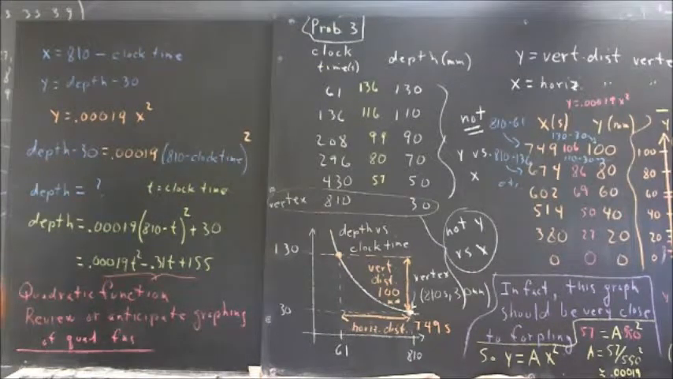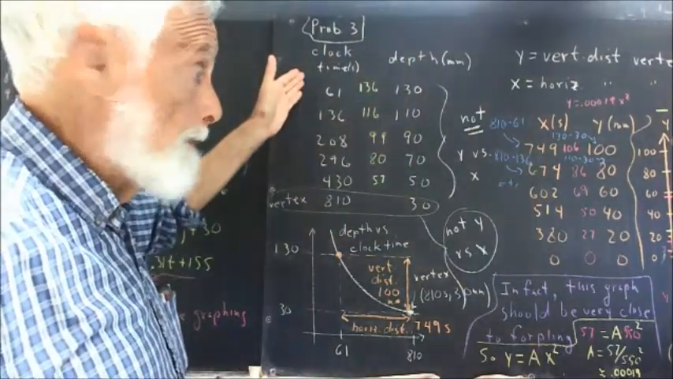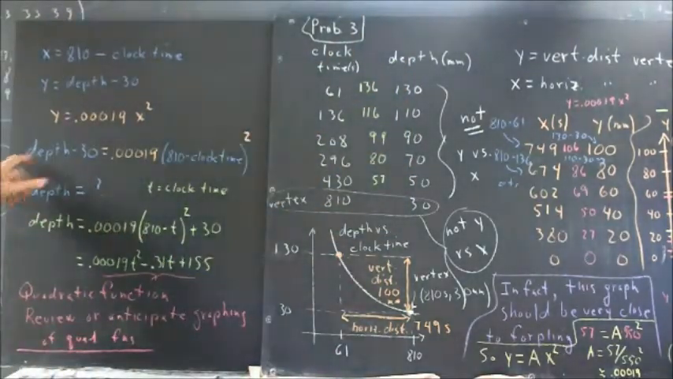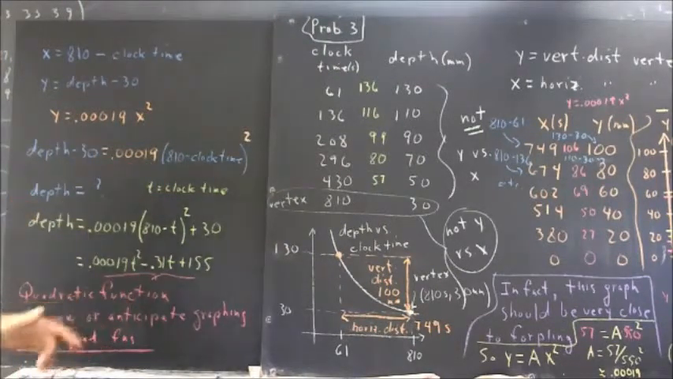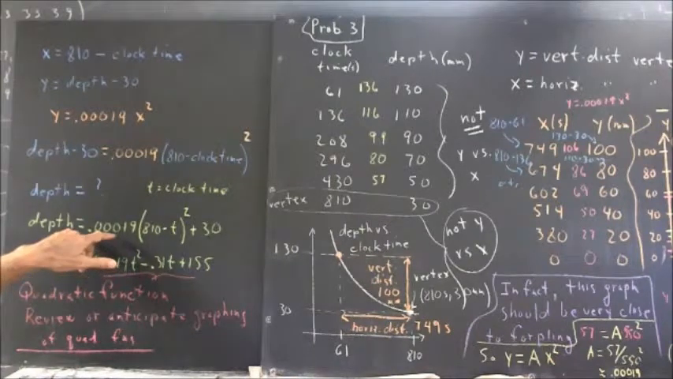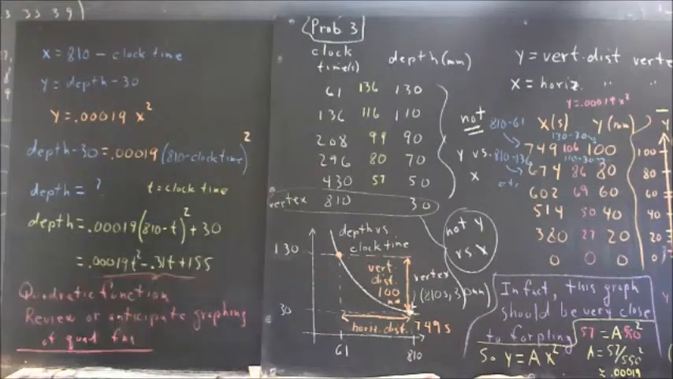Okay, so now the question then is, what we want is depth as a function of clock time. So how do we get depth as a function of clock time? We solve for the depth. Now, solving for the depth is very straightforward. We just add 30 to both sides. Nothing to it. So we get depth is 0.00019 times (810 minus t) quantity squared plus 30.